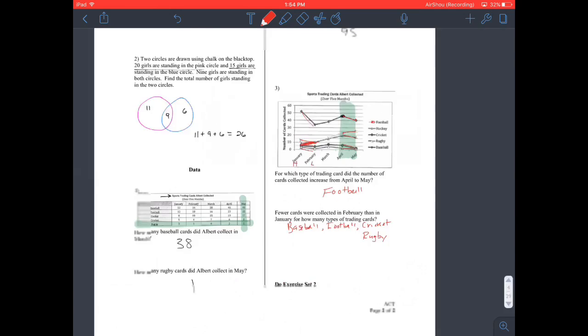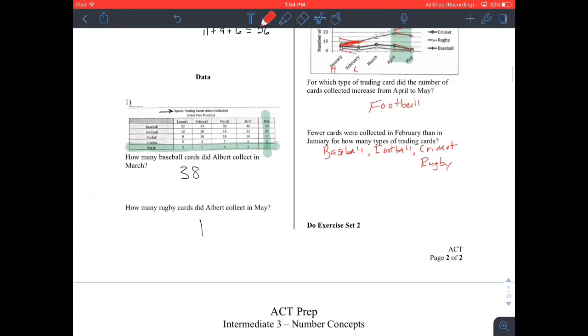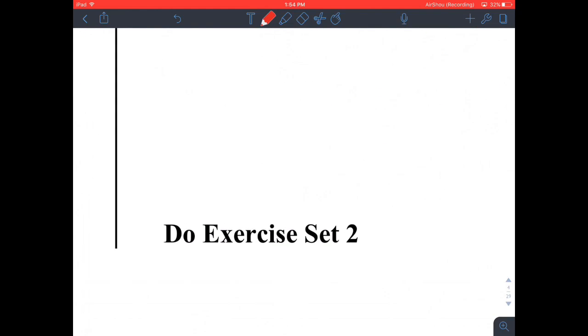And it says which ones went down. So, all right, that's the conclusion of that. Please do exercise set 2.